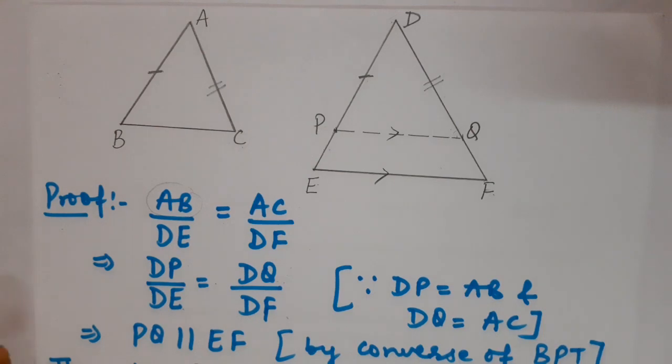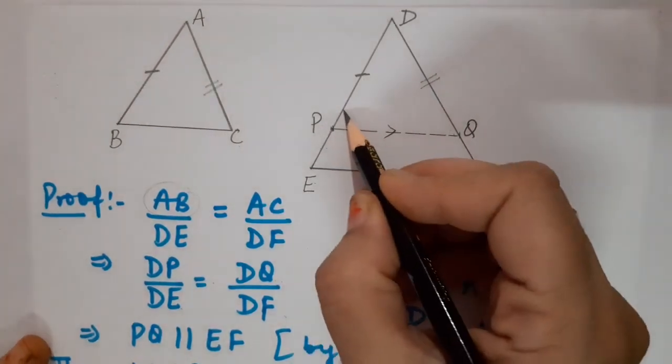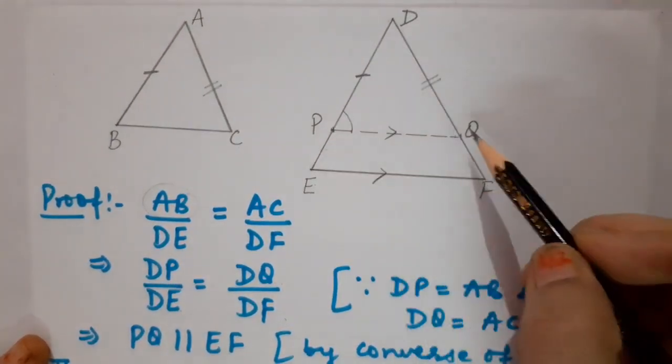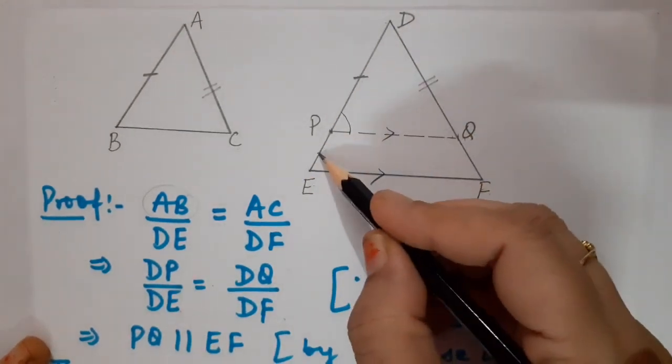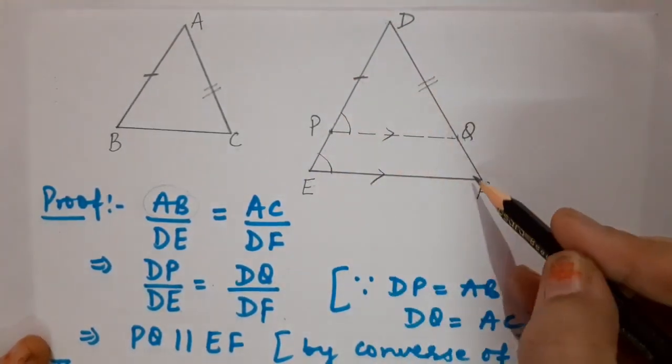So if PQ is parallel to EF, then can we say that this angle, that is DPQ, must be equal to this angle, that is DEF? Why?